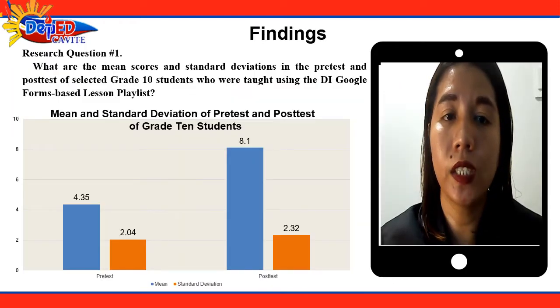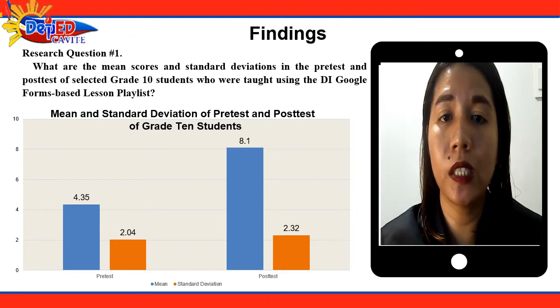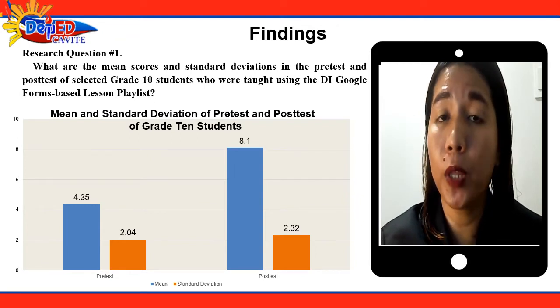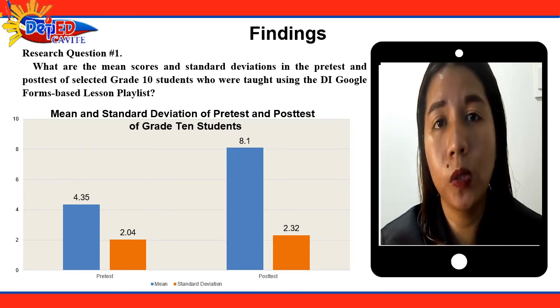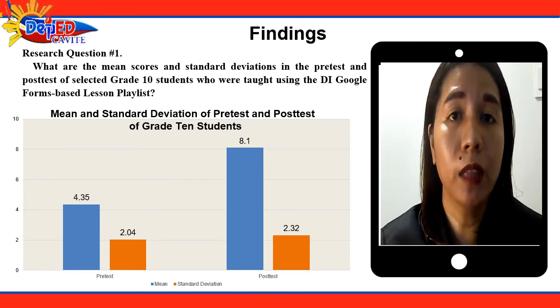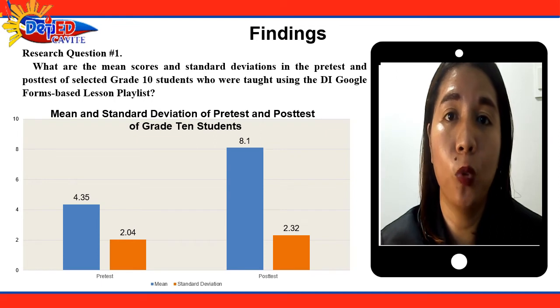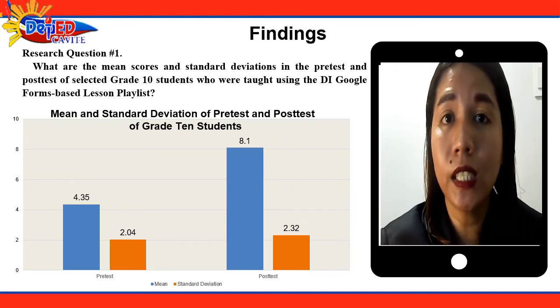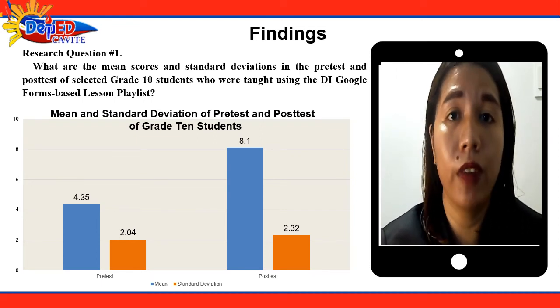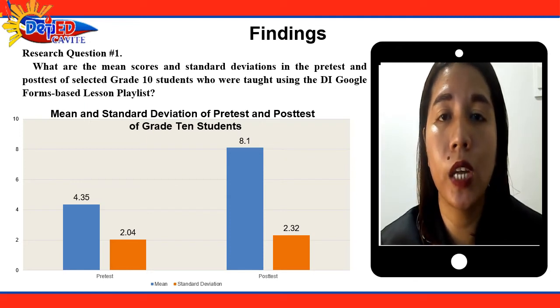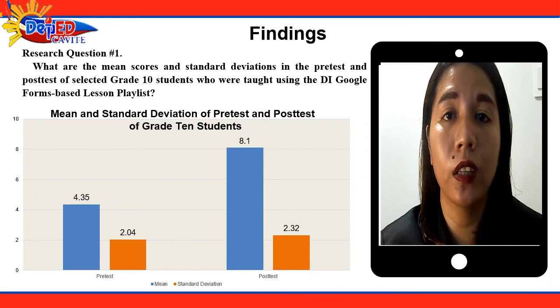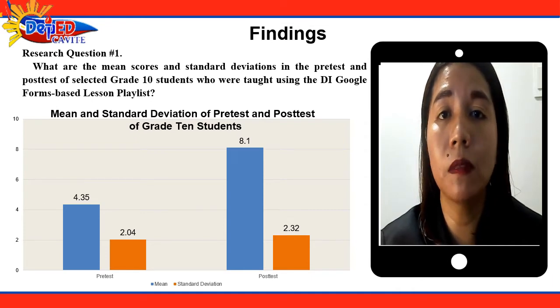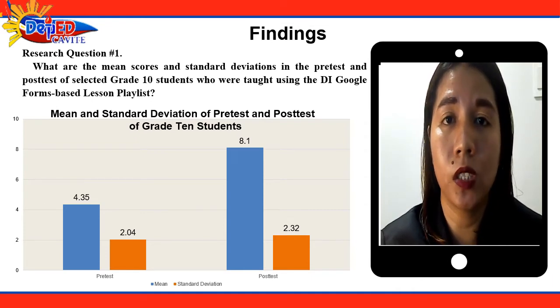For the findings, the bar graph shows that the pretest average mean score is 4.35 with a standard deviation of 2.04, while the post-test mean score is 8.10 with a standard deviation of 2.32. The findings suggest that there is an increase of 86.21% in the post-test scores after utilizing the differentiated instruction Google Form-based lesson playlist compared to the pretest scores.